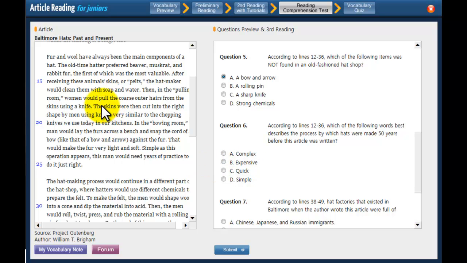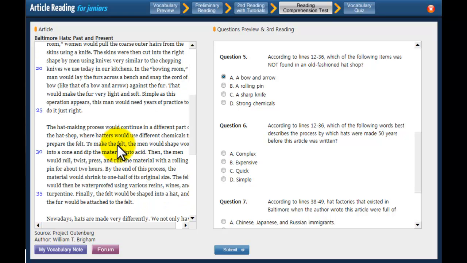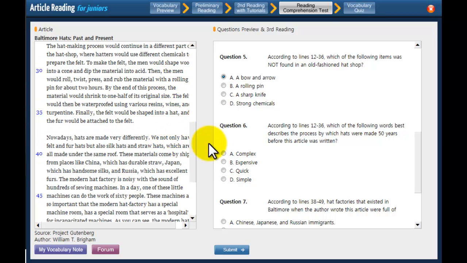I mean, first someone has to catch the animal and get the skin, then the women pull the outer hairs from the skin, then the skins are cut into the right shape. Then the men lay the fur on a bench and snap the cord of the bow against the fur. Then they would make the hat. And you have to have lots of practice to do it well. Then there's also this part about making the felt. To make the felt, you had to do all of this other stuff. It sounds like a pretty complex process. Now, I would probably go ahead and choose A.